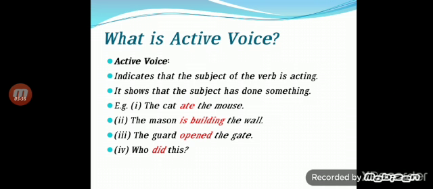So the active voice indicates that the subject of the verb is acting. So see here, the cat, the machine, the god, who, all these subjects are doing something. So the doing is here the action verbs.